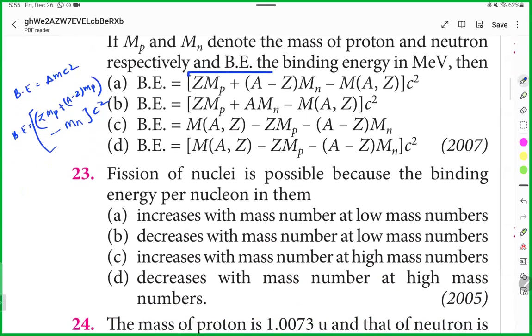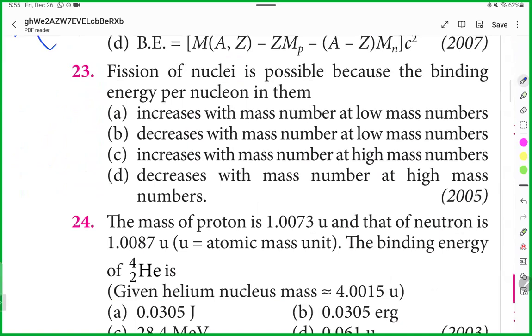Yes, sir. Chandana, 23rd: Fission of the nuclei is possible because of the binding energy per nucleon in this case.